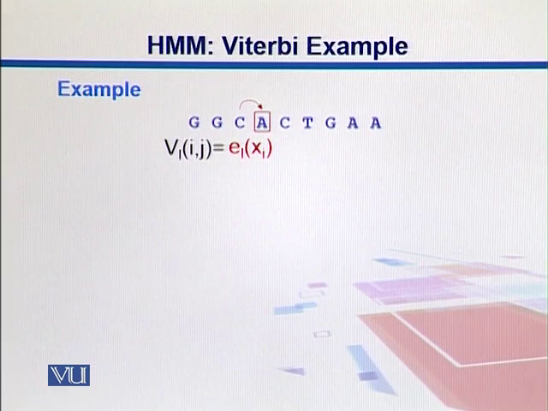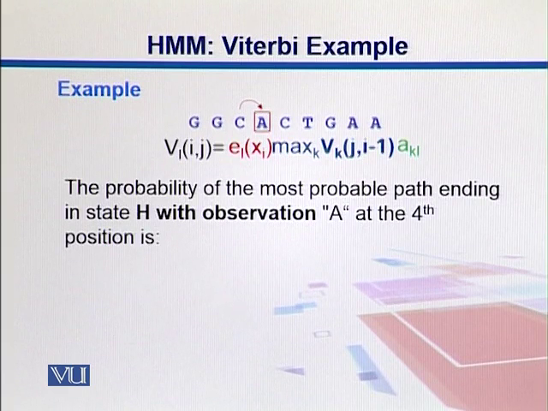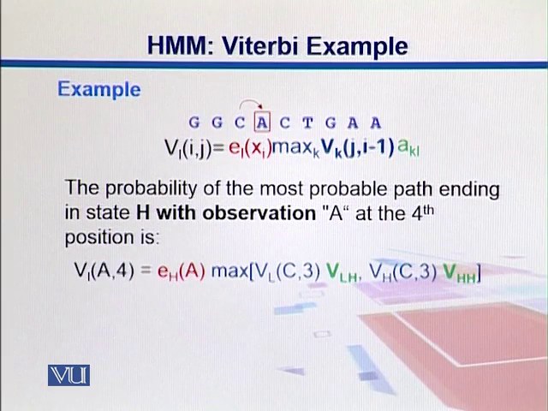So right now we are at position number 4 and we are looking at a symbol that is A. We can put it into this equation, which was right here. So the probability of the most probable path ending in state H with observation A at the 4th position, when put into the equation, looks like this. Here we see V_L, and then we see A at the 4th position. Since we are expecting this to come from state H, we have the emission probability E_H of A, and the maximum of any option.